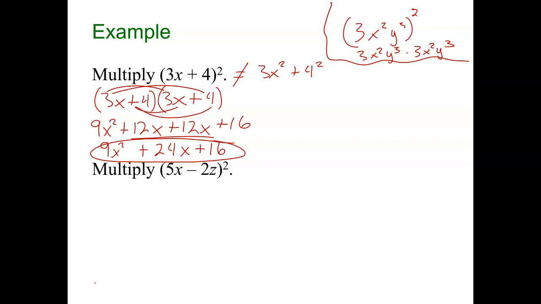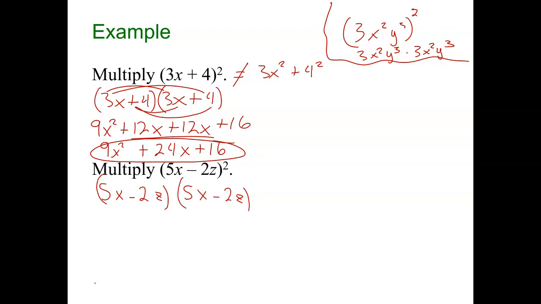Now, when we get into the factoring, there are some shortcuts, some things that I'll show you with special case products that make it a little bit faster. But that's what the process is. Okay? We're going to do the same thing here. 5x minus 2z times 5x minus 2z.